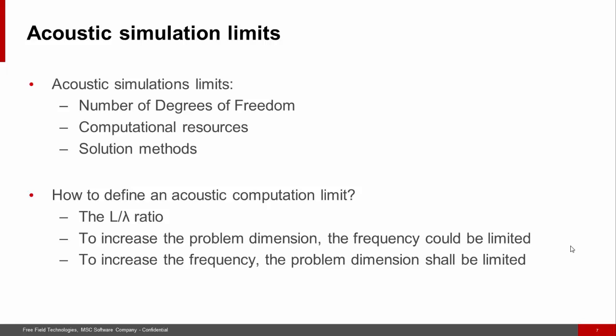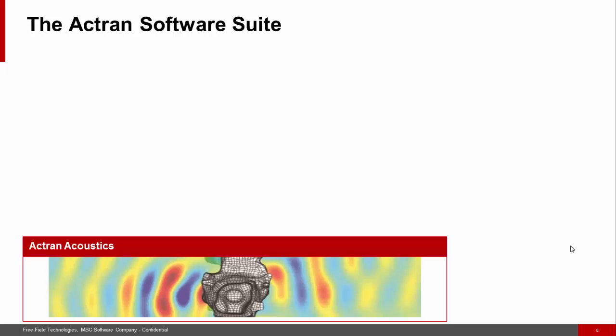Before proceeding, as we have just spoken about Actran Acoustics, let me review briefly, for those of you who are not familiar with that, the Actran software suite. Indeed, Actran is an acoustic, vibroacoustic, and diacoustic software suite composed of different modules. The first one that we have already discussed is Actran Acoustics, which is a standard FEM module which allows the simulation of the acoustic propagation or radiation from weakly coupled vibrating structures.